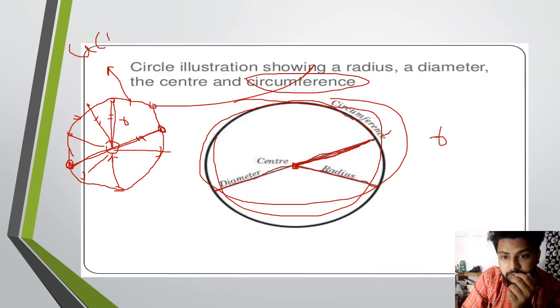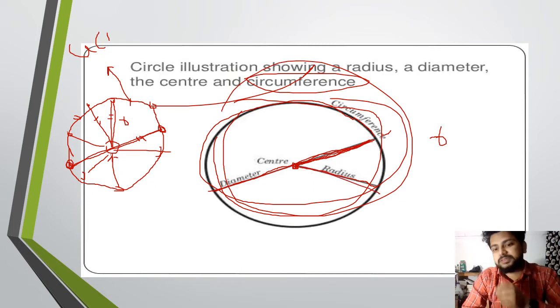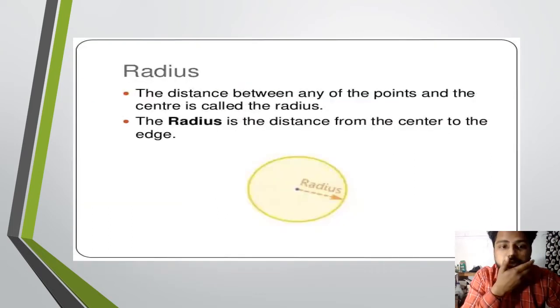What's the diameter of the circle? This line is the diameter of the circle. This one is the circumference of the circle, and this one is the radius of the circle. I think this is clear. Now we are moving to the next one.